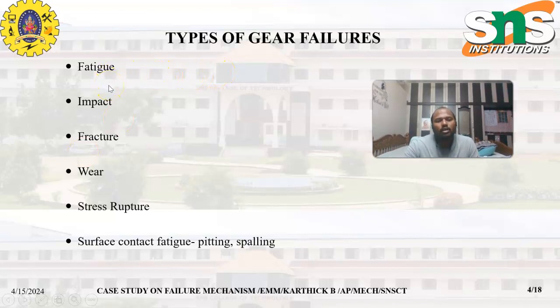The below 6 types are the failure types that happen in gears which are employed in high speed machines. The first one is fatigue, second one is impact, third one is fracture, fourth one is wear, fifth one is stress rupture, and the last one is surface contact fatigue, which is pitting and spalling.